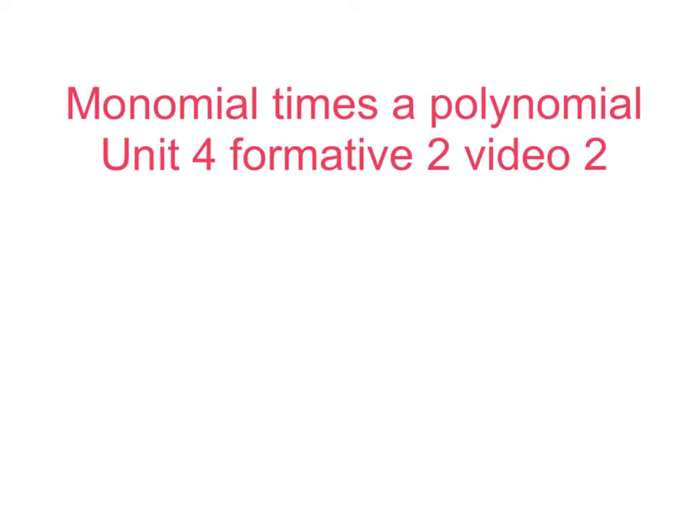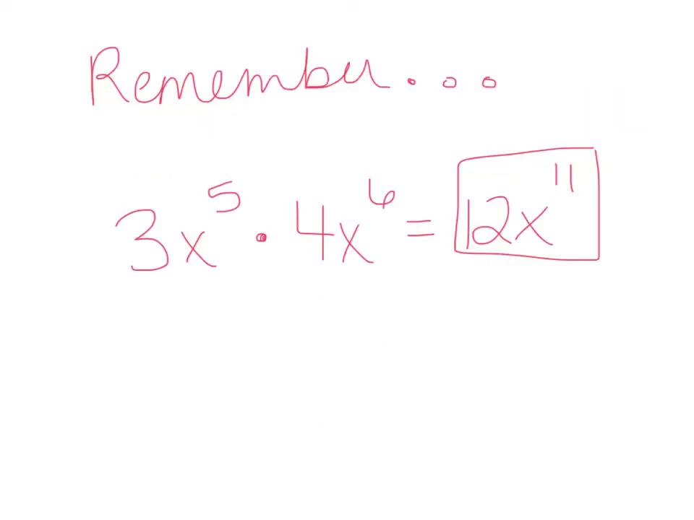Hey everybody, this is Unit 4, Formative 2, Video 2, multiplying a monomial times a polynomial. Before we start, we have to remember back to Formative 1 and how we multiplied when something had the same base. Remember, we multiplied the number out front, so we took 3 times 4 to give us 12, and then we added the exponents on the x's to get 11.